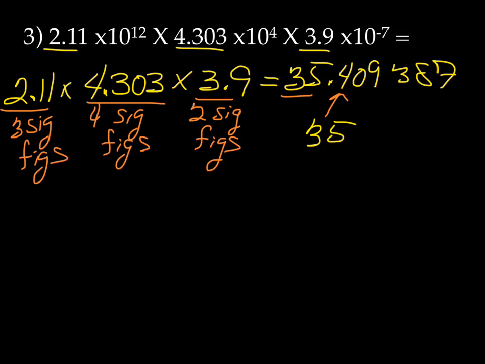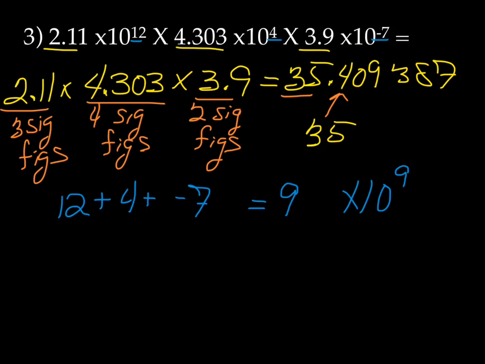Next, we need to deal with the exponents, and when we're multiplying numbers in scientific notation, we add the exponents. We have the 12, the 4, and the negative 7. So we're going to have 12 plus 4 plus negative 7, which gives us an exponent of 9. So our exponent is going to be times 10 to the 9th. All right, so let's put our answers together. We have 35 times 10 to the 9th.